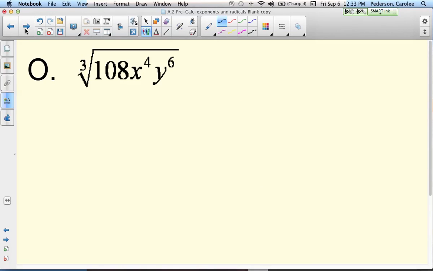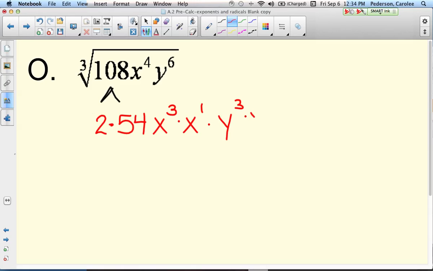Question O, now we're looking for things that are raised to the third power. So you may want to break down 108, and just start with the number 2. Say, can 2 divide into 108? So take your calculator and try it. 108 divided by 2 is 54. And then I'm going to break down x cubed into x cubed and x to the 1, and then y cubed, y cubed.